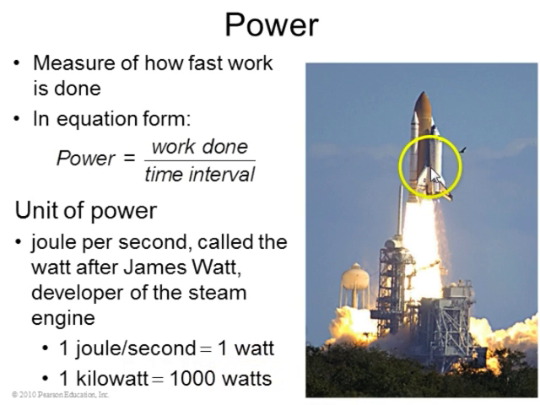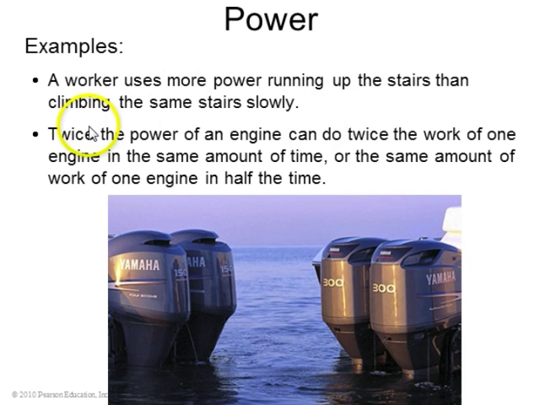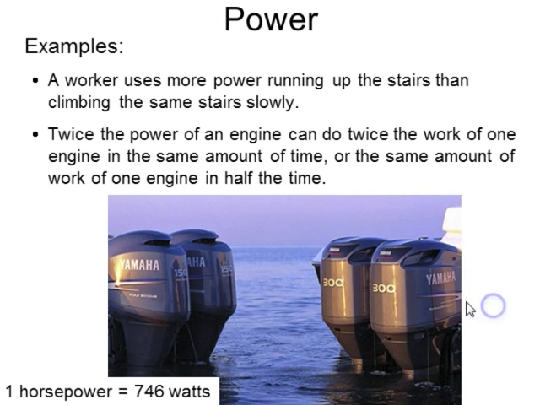And here's a rocket, which does a lot of work in a very short amount of time, so it's a high-power rocket. So somebody running up the stairs is using more power than if they climb the stairs slowly. Now, if you have twice the power of an engine, it means it can do twice the work of one engine in the same amount of time. Or it could do the same amount of work of one engine in half the time. So here's a boat that has 600 horsepower, which can be converted to watts through 1 horsepower is 746 watts. This boat can speed up twice as fast as this boat, which only has 300 horsepower.